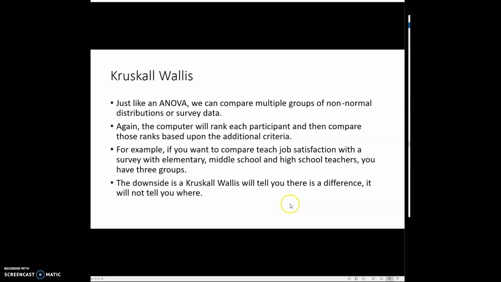So what I'm going to do is go through some examples of each of these tests and show you what the data looks like.